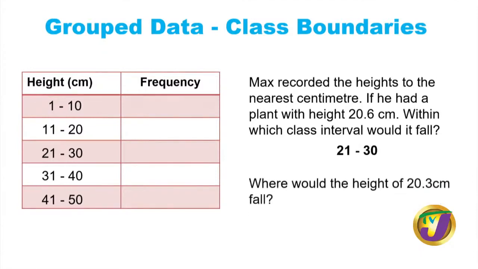All right. So you kind of wrapped up a little because it looks like you saw this question coming. Where would the height of 20.3 fall? All right, same thing. It's in between 20 and 21. But if I were to represent it on a number line again, I would see 20.3 being closer to 20. So I'd put it in the 11 to 20 class. Interesting. So I'm looking here and we got two values, both between 20 and 21, but they fall in two different classes.